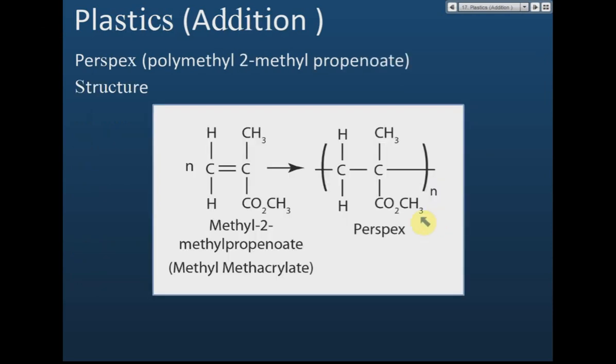Next one, perspex. The monomer, this one is more complicated. The monomer, still two carbons. There's two hydrogen here. And then here, one carbon attached to the CH3, another carbon attached to this CO2CH3 here. Methyl 2-methylpropenoate or methyl methacrylate. So you must remember both of these two names. This is the monomer for perspex. Through addition reactions, we make them join together to form polymer.